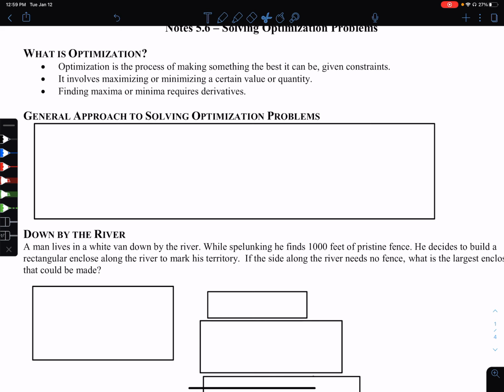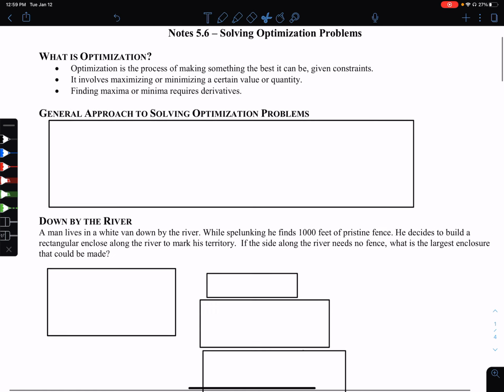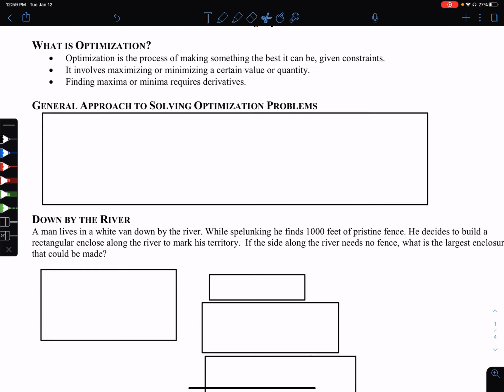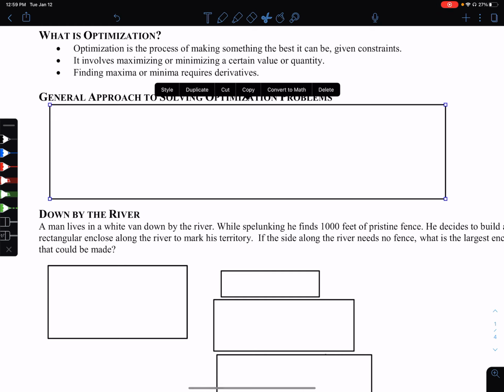Finding maxima or minima, both of those require derivatives. So we're going to be using derivatives when we're finding optimization of things. The general approach to solving optimization problems.